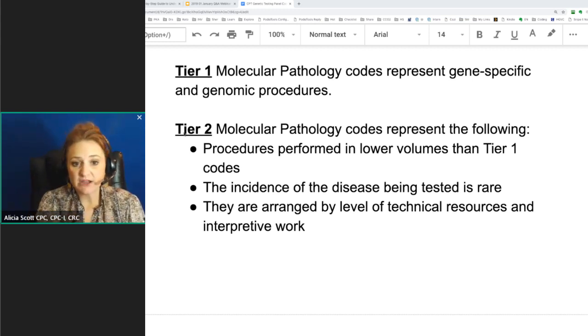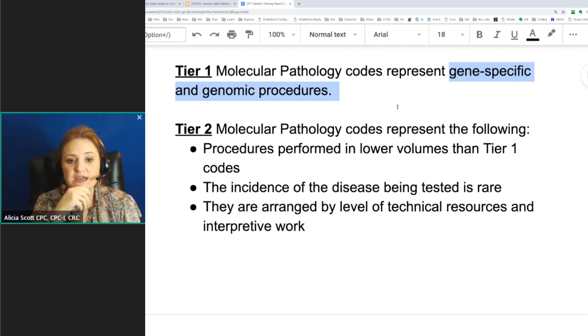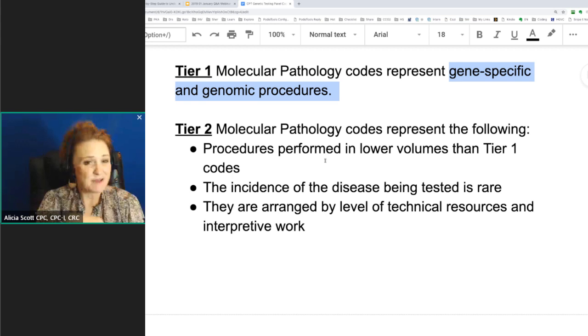Tier 1 is molecular pathology codes that represent gene-specific and genomic procedures. That's all tier 1 does. Now, if you don't know what gene-specific and genomic procedures are, then you need to go out and study that yourself if you want to understand this. However, tier 2, and I think this is where a lot of the categories fall into, is the same thing, molecular pathology codes, but it's a little bit different in that it's procedures performed in lower volumes than tier 1 codes. That means they don't do them as often, okay, as tier 1 codes.